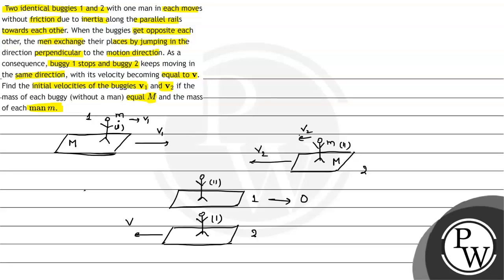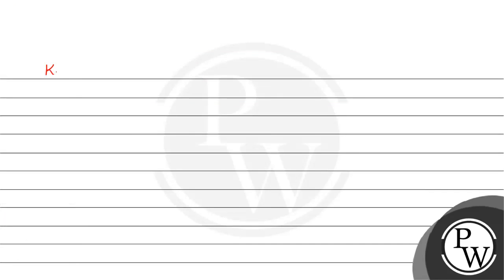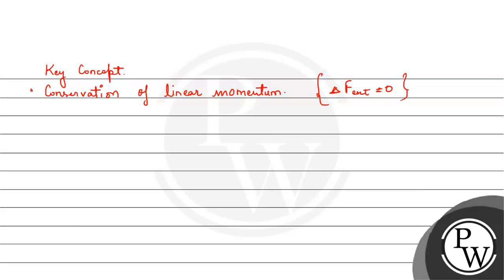Now let us write the key concept behind this question. Let us first revise it. The key concept behind this question is conservation of linear momentum. So why can we apply conservation of linear momentum here? Because there is no net external force. When the net external force is equal to 0, we can apply conservation of linear momentum. So using conservation of linear momentum, we can proceed to our solution.